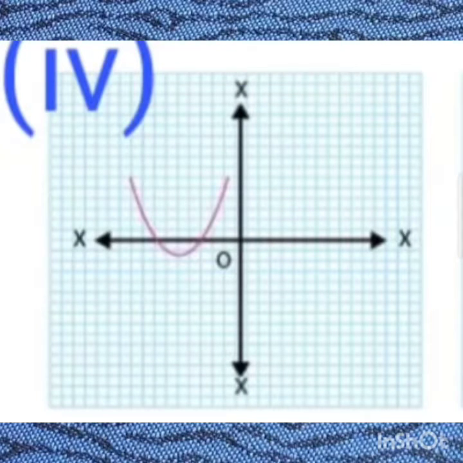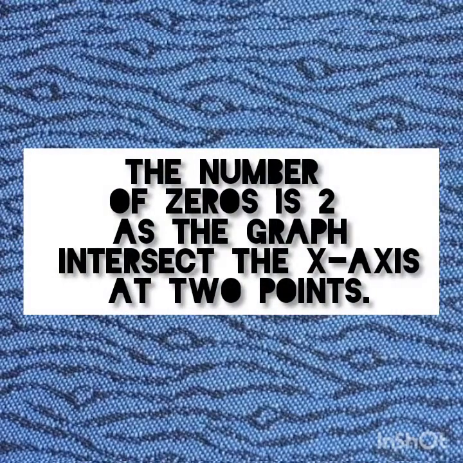Now, dear student, here is the fourth graph. Let's check how many zeros there are for this graph. You can see this is our x-axis. This curve is intersecting the x-axis at two different places. That's why we can say that the number of zeros is 2, as the graph intersects the x-axis at 2 points. Clear? Let's see the next graph.